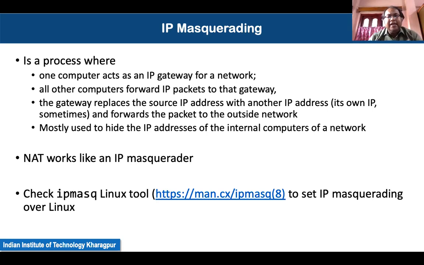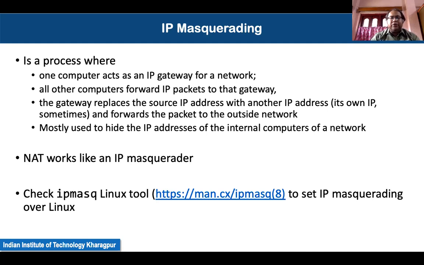Now here you see that the NAT actually works like an IP masquerader, because the NAT is doing this modification in the packet header. It actually replaces the private IP address with the corresponding public IP address. So it uses this concept of IP masquerading. Now you can actually play with such kind of masquerading toolbox.